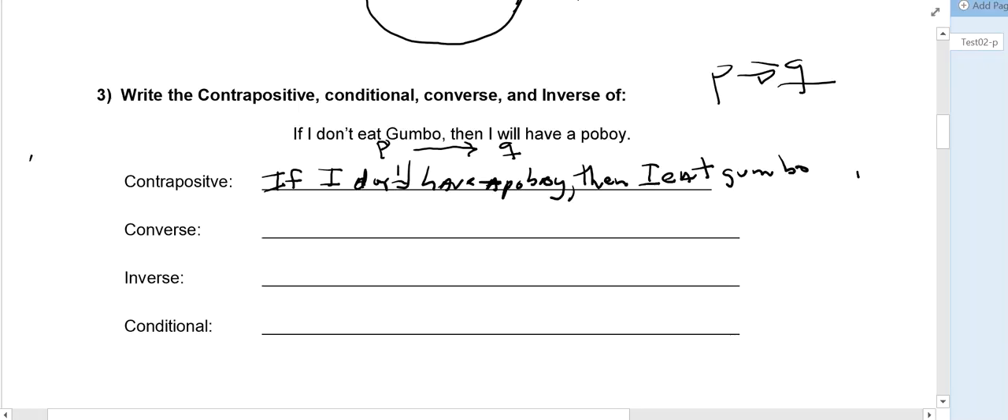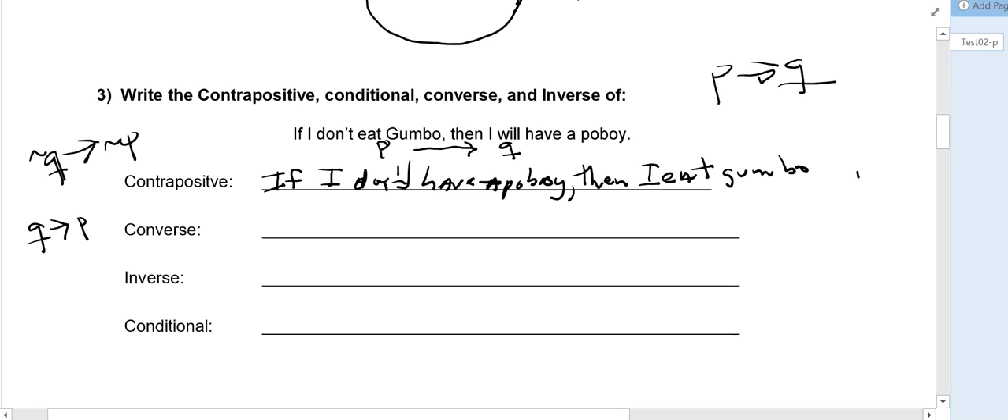The contrapositive switches them around and takes the opposite on negation. So I switch them around. The opposite of I will have a po' boy is I don't have a po' boy. The opposite of I don't eat gumbo is I eat gumbo. The converse just switches them around. Q implies P. So I'm going to switch them around without changing them.